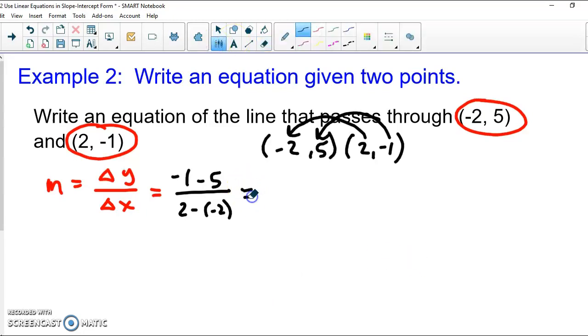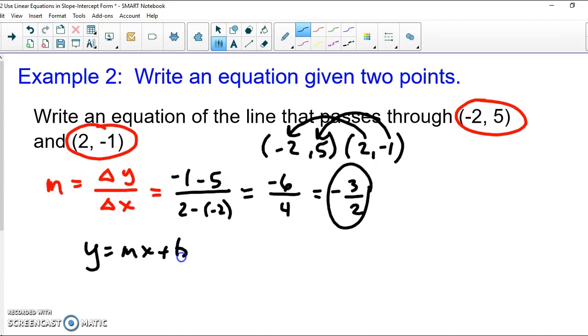And to simplify, -1 minus 5 is -6. And 2 minus -2 is really the same as 2 plus 2, which is 4. So I can reduce this to -3/2. So this is my m. And now I'm going to substitute that into my y equals mx plus b form of the equation. But I'm also going to substitute in one of my points. Now I'm given both, so it doesn't matter which one I pick. Either one it will simplify down to the same answer as I'm solving for b.